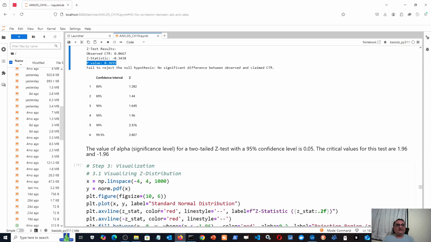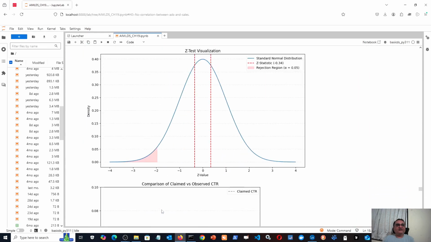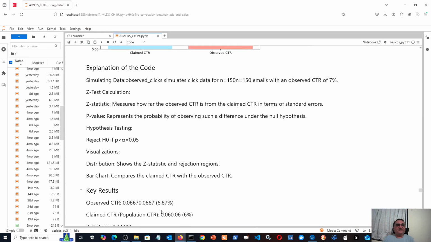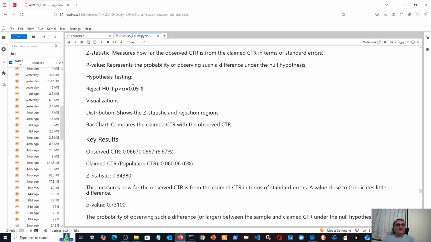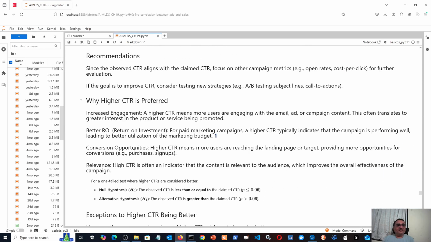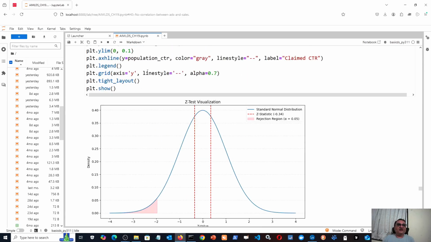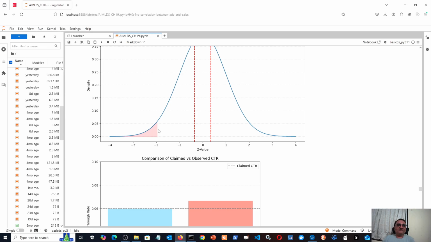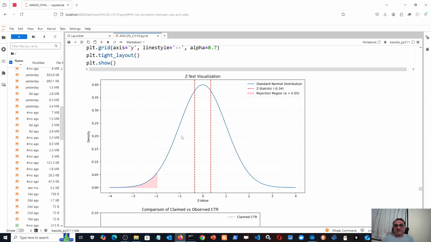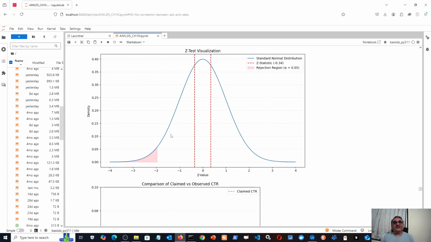So in that case, I am getting that p is greater than alpha, and that means that you will not be able to reject the null hypothesis. So even for a one-tail test, the null hypothesis is still valid, that the observed click-through rate is less than or equal to the claimed value, right? So that means you are not entering into this one-sided rejection region. And for all these values of Z score, the observed click-through rate is less than or equal to the claimed value. Okay, so that is fine.